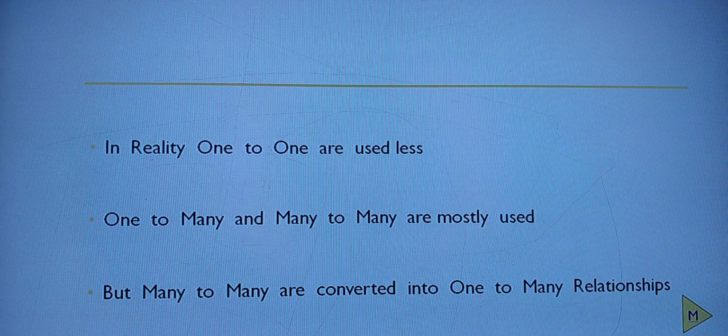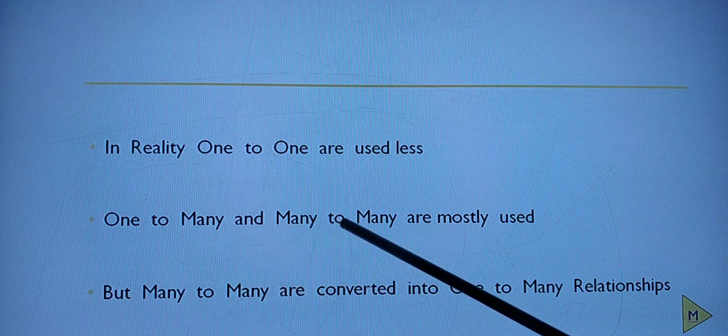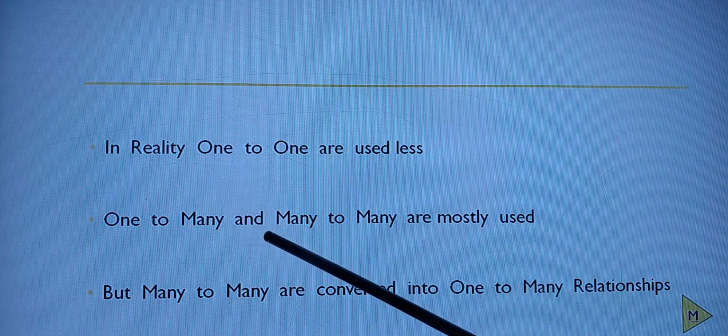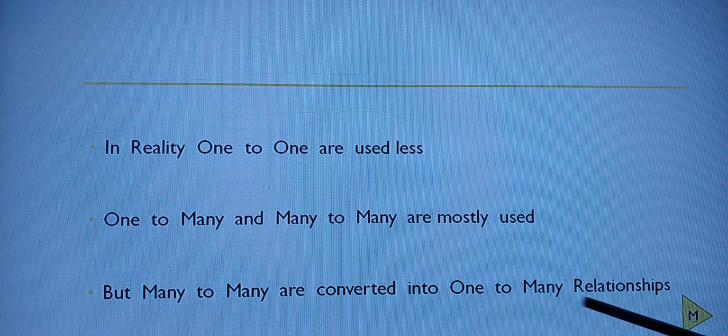These last two are the mostly used, and many times many to many is converted into one to many relationship. That is, the third type is converted into the second type. In most cases this conversion is done, and only then the calculation part proceeds. So one to one is used very rarely. Clear with the relationship types? Yes, we can see the next one.